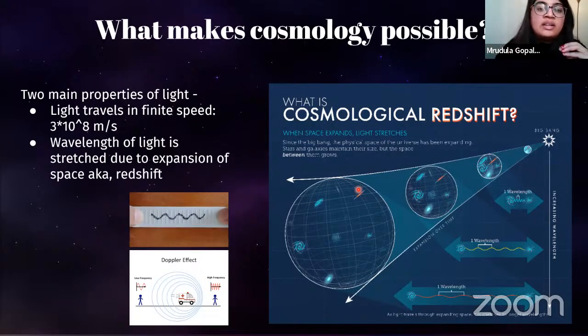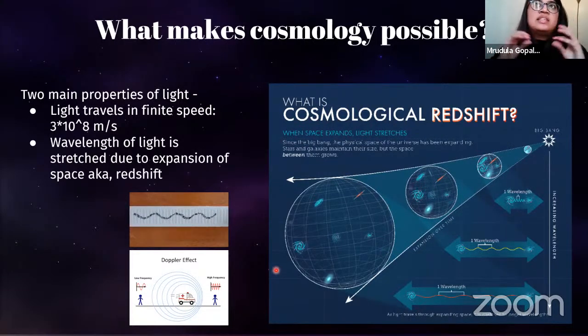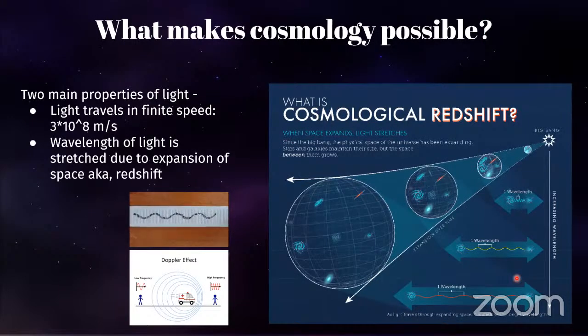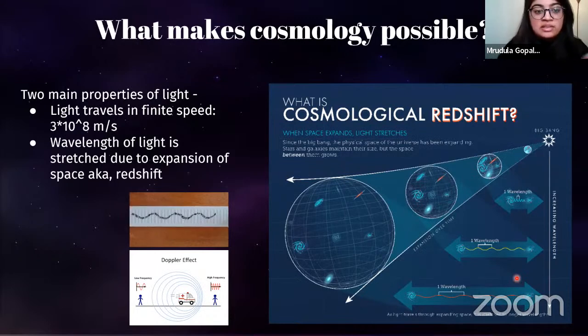When I say redder, I also mean that, because the colors in light come from differences in wavelength, redder means a longer wavelength as well. If you see over here, bluer light has a shorter wavelength. But because we know the universe is expanding, the wavelength of light gets stretched, and that's why we see the color red, or in other words, we see a longer wavelength.